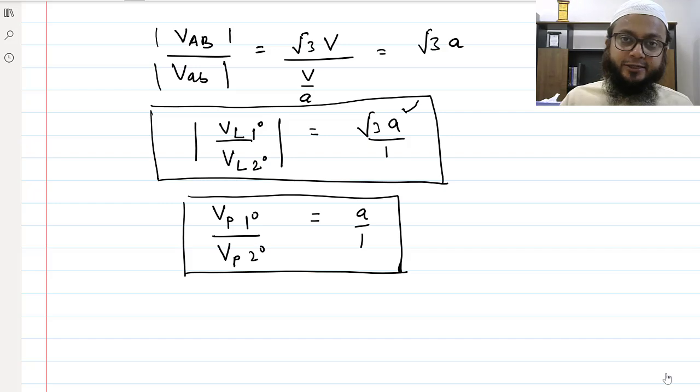So delta would be connected towards the generator side, and the star connection would be towards the transmission line. So the transmission line will have inherently root 3 times the phase voltage as the line voltage, so this much of step up is inherent. This is generally used, and mostly used in the power system network to step up the voltage, okay.